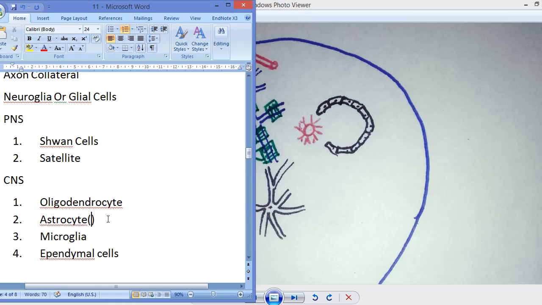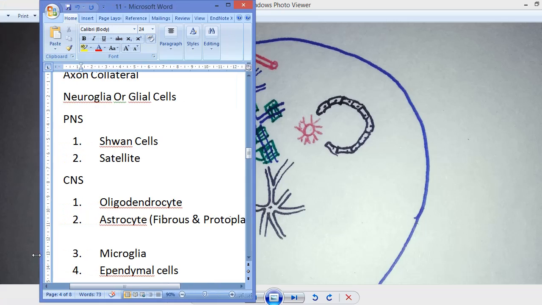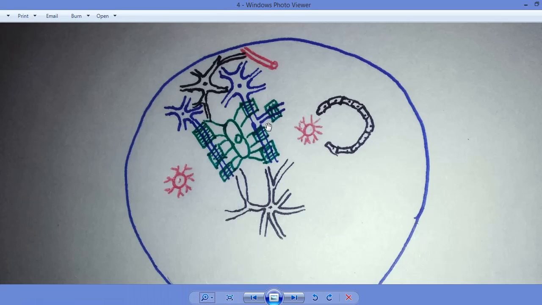Astrocytes are of two types: fibrous astrocyte and protoplasmic astrocyte. So what is astrocyte meant for? What is the basic function of astrocyte? There are multiple functions of astrocyte.